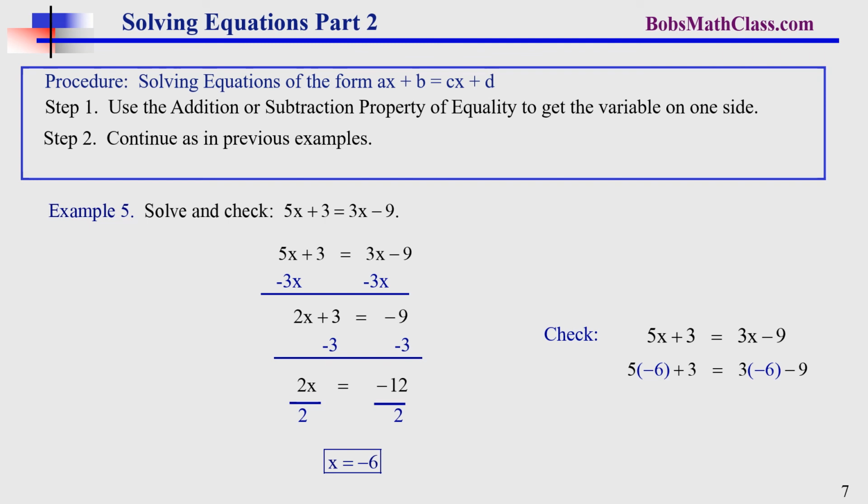So on the left side, we're going to use order of operations. 5 times negative 6 is negative 30. So that's negative 30 plus 3. 3 times negative 6 is negative 18 on the right-hand side. And then bring down the minus 9. Now work out each side. Negative 30 plus 3 is negative 27, and negative 18 minus 9 is also negative 27. So we can feel confident in our answer that it's correct.